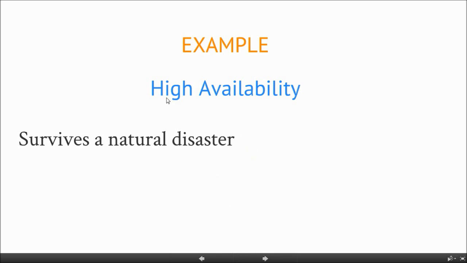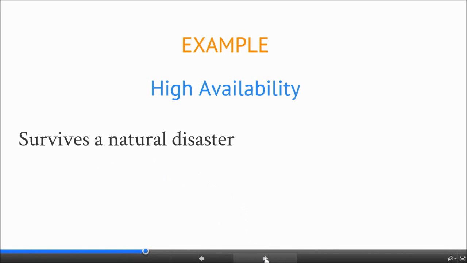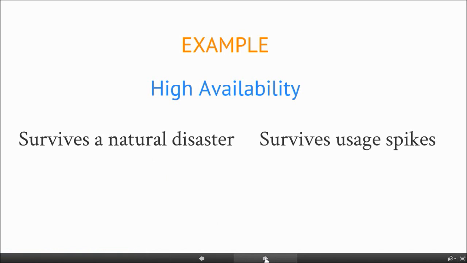So if you take high availability as a quality that we want to have in our software, let's decompose that a little bit. Well, first of all, we mean it survives a natural disaster. Well, we've defined it a little bit, but that's still a little bit nebulous. Another one would be survive usage spikes. I think we all understand what that means, but again, it's not quite there. So we can break it down a little bit more.